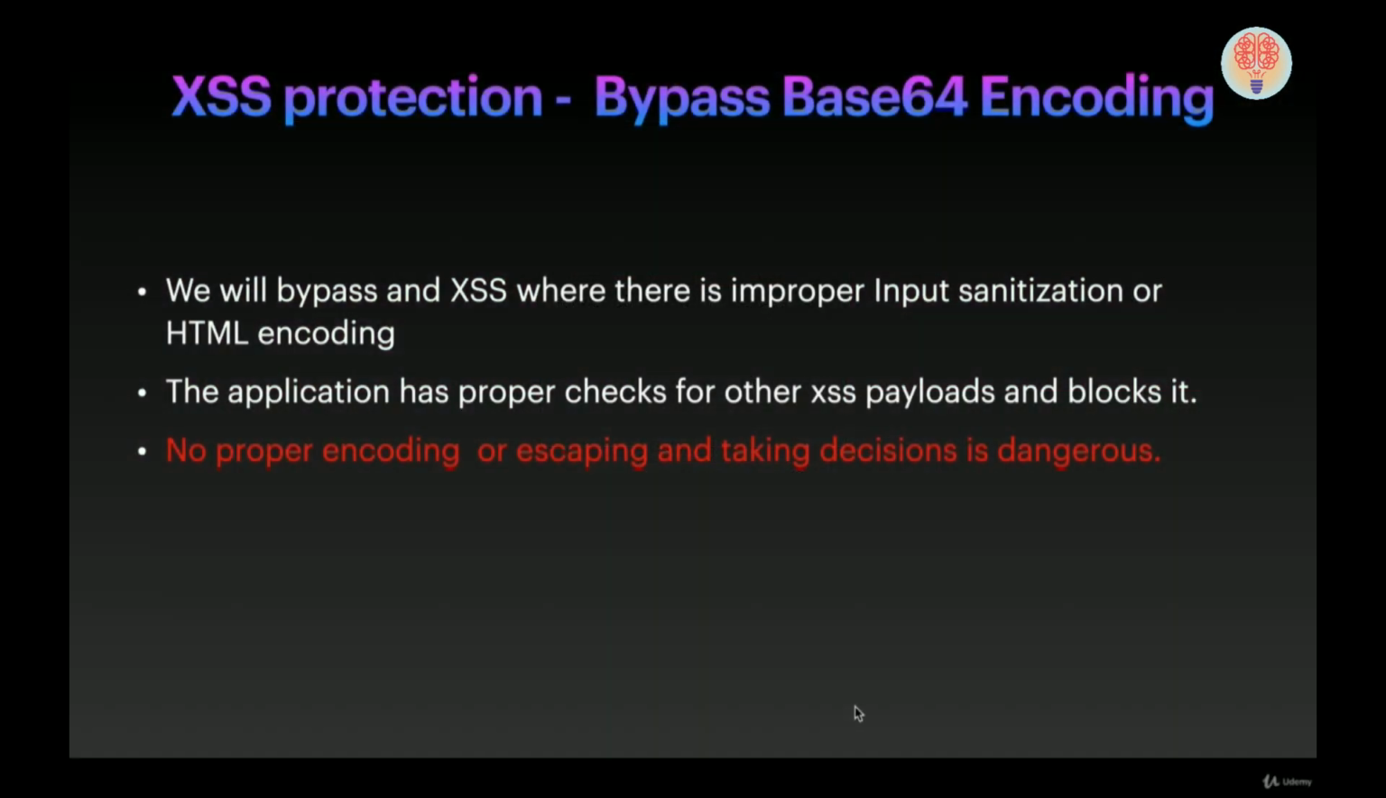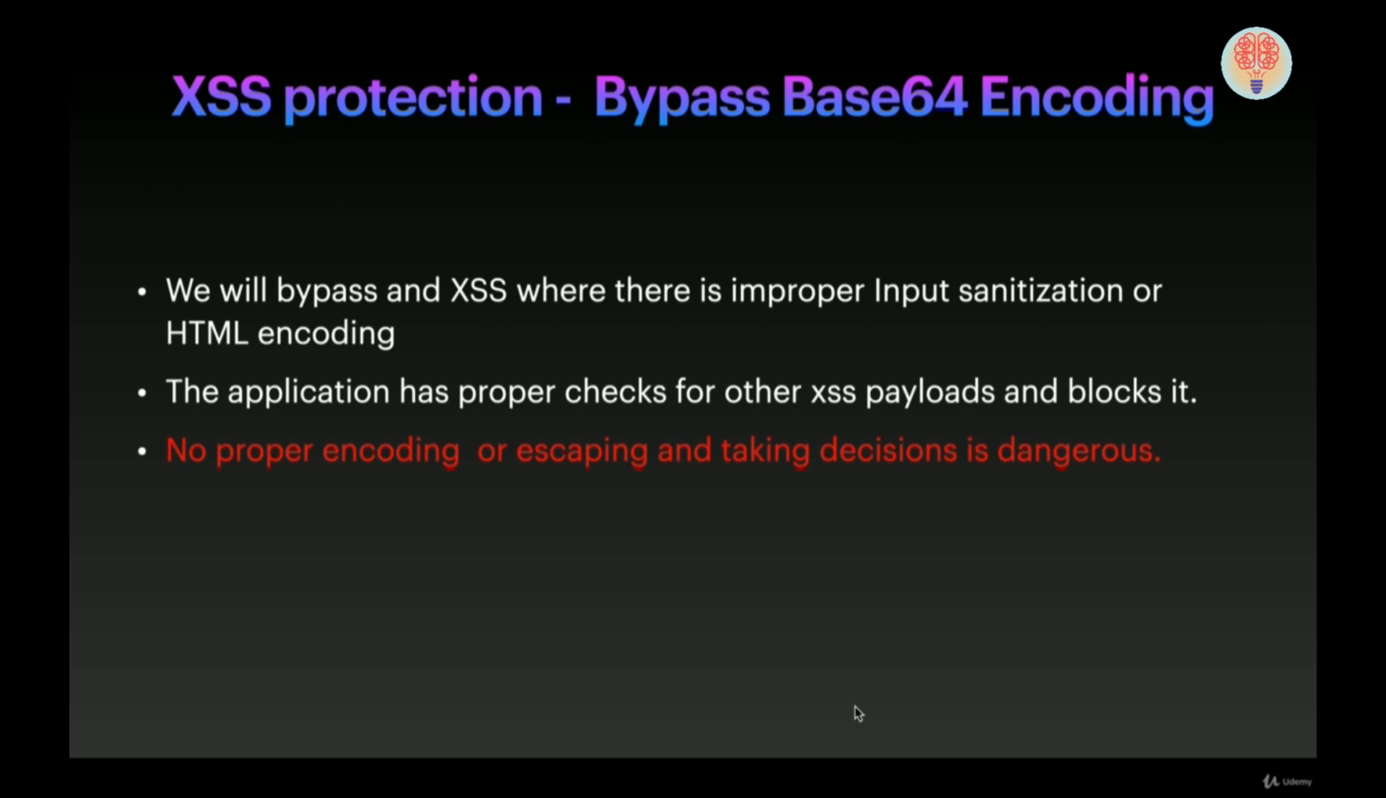Hello everyone. In this video, we are going to see how we can do XSS protection bypass by doing a base64 encoding and decoding of our payload. Here we are going to see an application which is protected against XSS attacks. If we try to do an XSS attack, the application will just block us. But we are going to bypass that by using base64 encoding, and we will successfully execute our XSS attack.